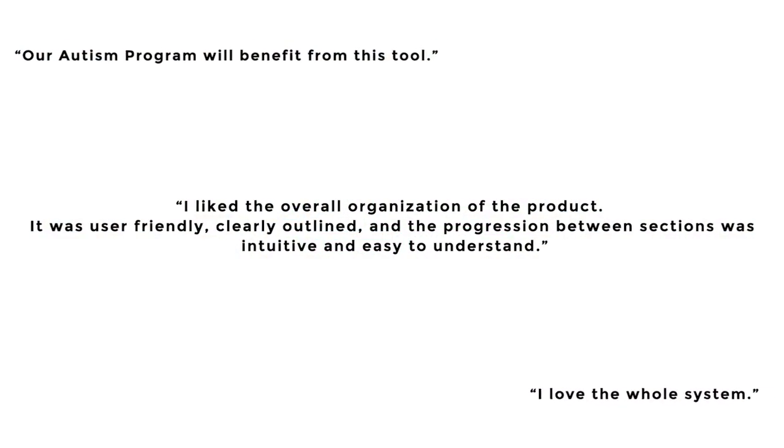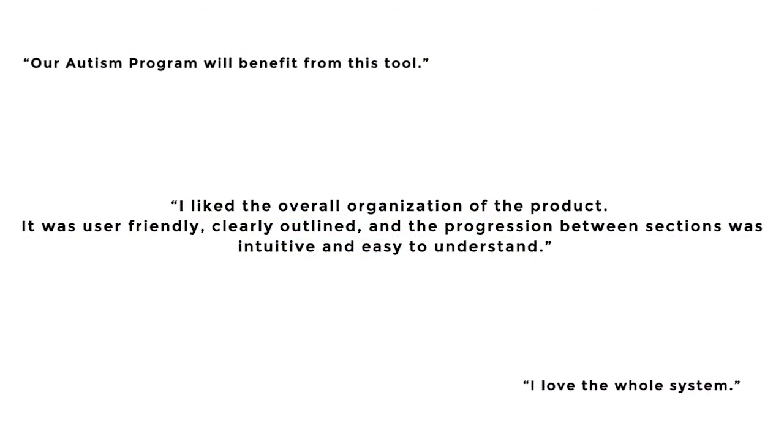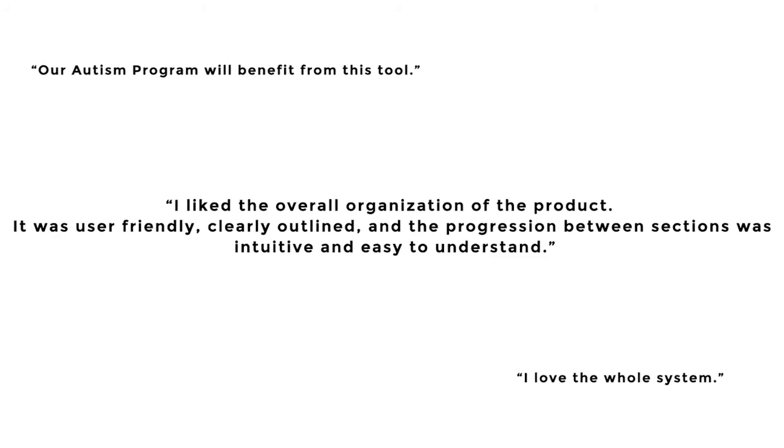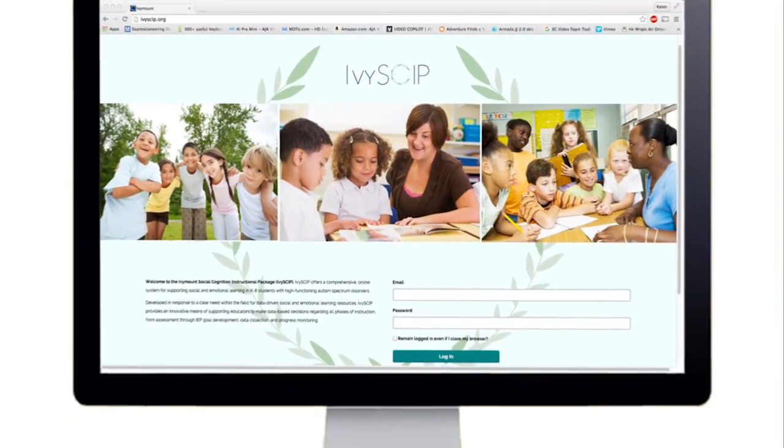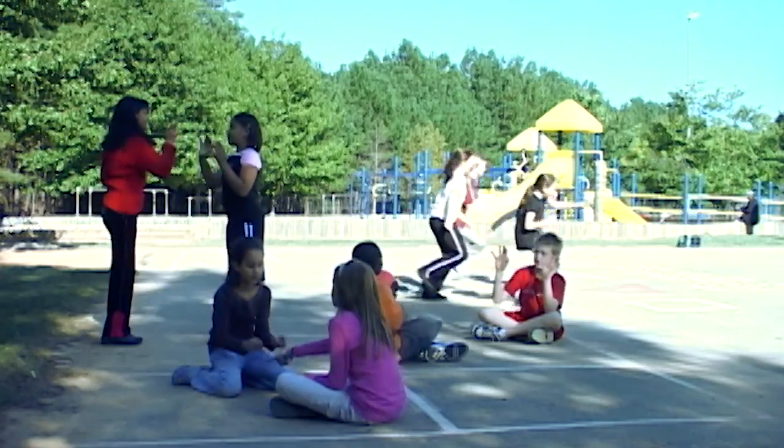In Phase 1, stakeholder response to the IvySCIP was overwhelmingly positive. Schools and districts are already eagerly awaiting its release. The IvySCIP will offer a robust, innovative assessment, goal planning, and data tracking resource to streamline instruction for students with high-functioning autism.